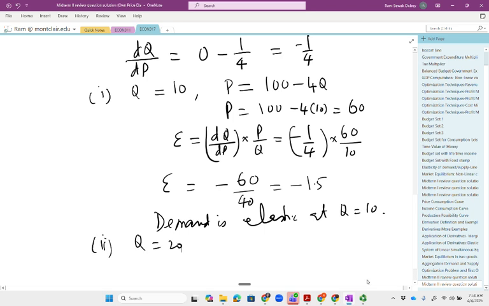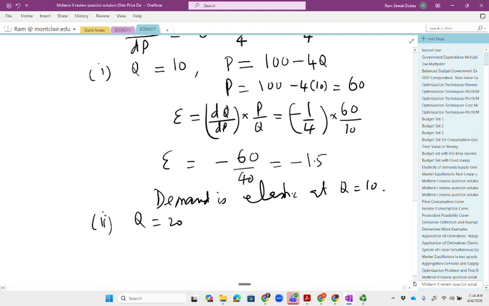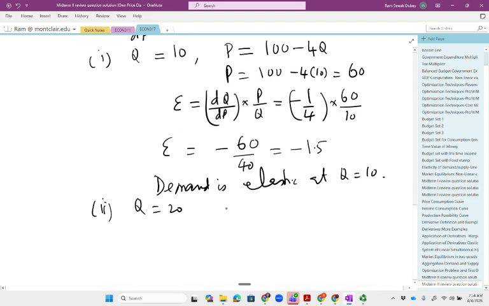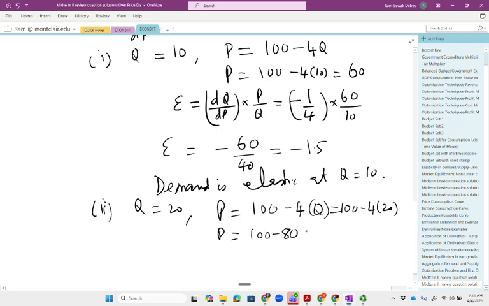Again, the derivative remains the same, negative 1/4. I have to compute the price. So price is 100 minus 4 times q, which is 100 minus 4 times 20. I get 100 minus 80. Price turns out to be 20.